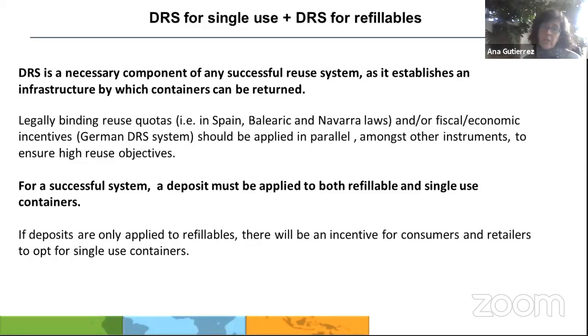There are other instruments to complement DRS, like economic incentives, fiscal. In Germany, for example, refillable bottles have an 8-cent deposit, and single use goes up to 25. So there's a big difference, which gives an incentive to consumers to choose refillables. So if we only apply them to refillables, we would have the situation of Spain in the 90s, where refillable quota went down to reach nearly 0 and single use went up.